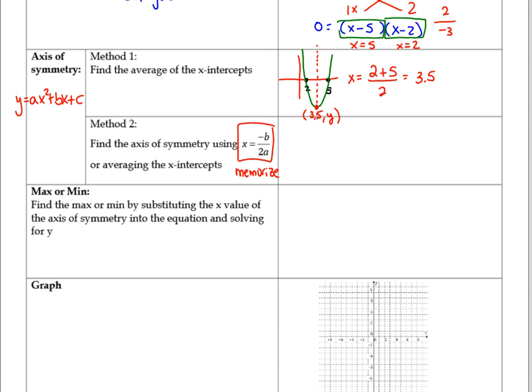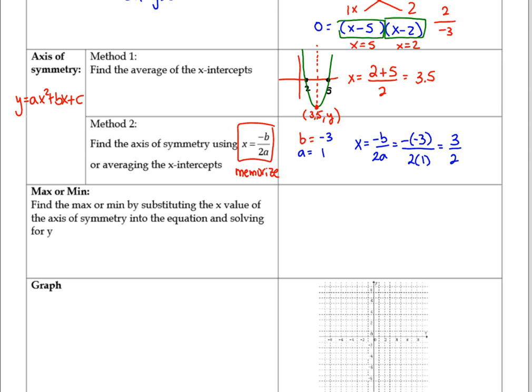So in this case, what's my b value in this equation? Negative 3. And what was my a value? So if it's just x squared, what's the coefficient? 1. So x equals negative b over 2a, or negative negative 3. What will that turn into? Positive 3 divided by 2 times 1, or positive 3.